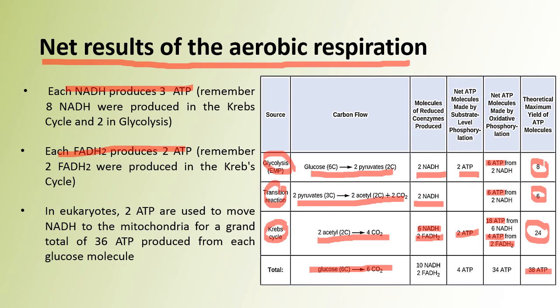Another thing you have to remember, one of the differences between eukaryotes and prokaryotes, is that in eukaryotes, 2 ATPs are used to move NADH to the mitochondria, for a grand total of 36 ATP from each molecule. Which means 38 minus the 2 ATP used to transport into the mitochondria, and therefore in eukaryotes the total ATP is 36.